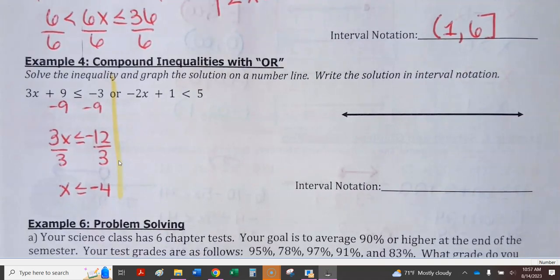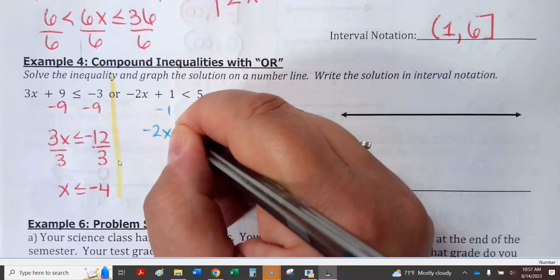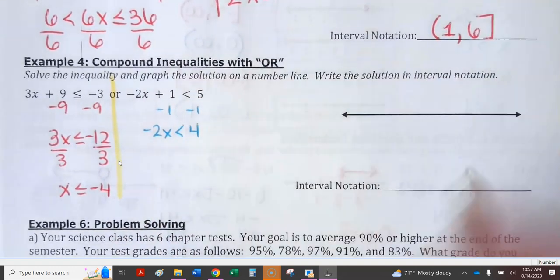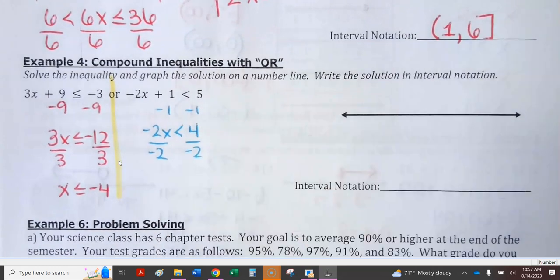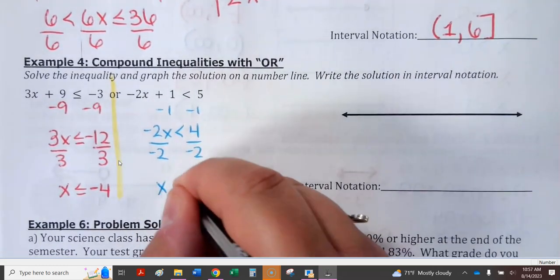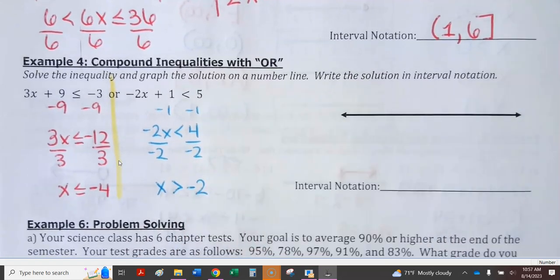For the other inequality, I'm just going to subtract 1. So I get negative 2x is less than 4. Here, to get x alone, you do have to divide by a negative, so I do need to flip that symbol around. That becomes x is greater than negative 2.